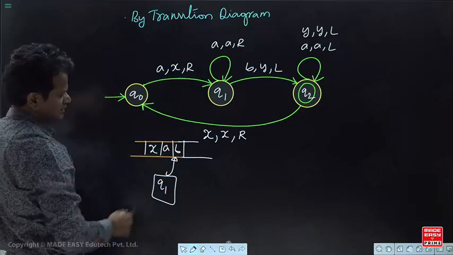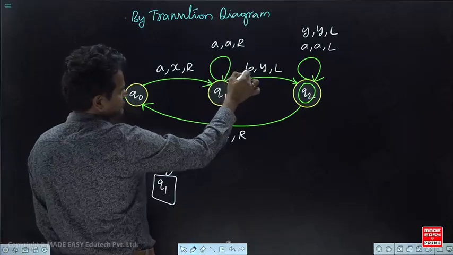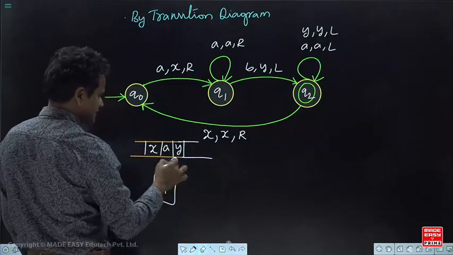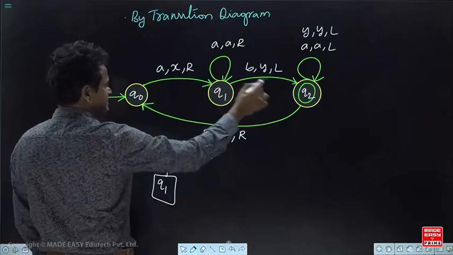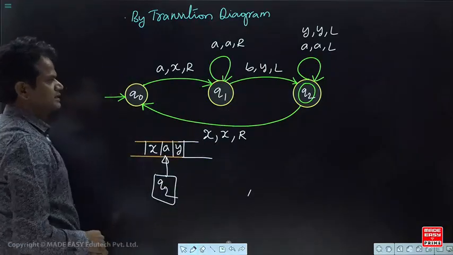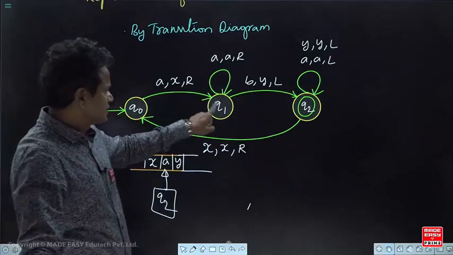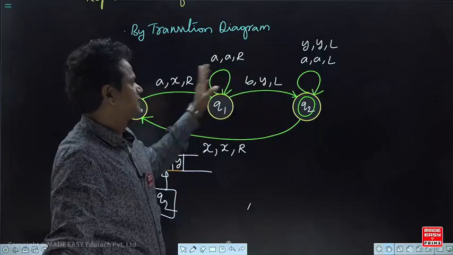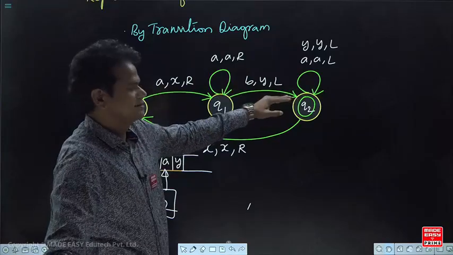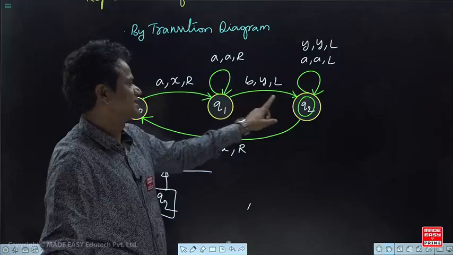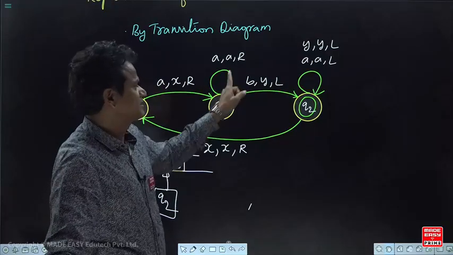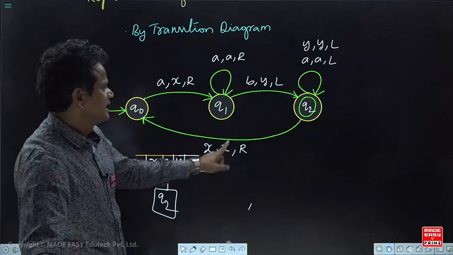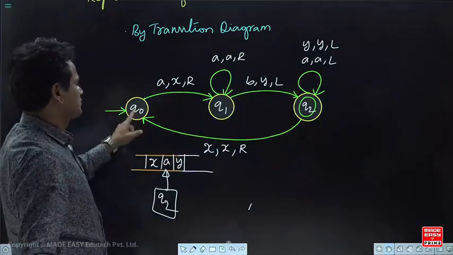Suppose in Q1, if B comes, B will become Y, the head moves left side, it comes back, and the state changes from Q1 to Q2. So try to understand the meaning. Sir, you wrote left side but you are going right side. Okay, this is the change of the state, boss, this is not the change of the direction. From Q1 it goes to Q2, but the head moves left side. Similarly, when in Q2 X comes, X will be X, and the head moves right side, but the state goes to Q0. That is the meaning.